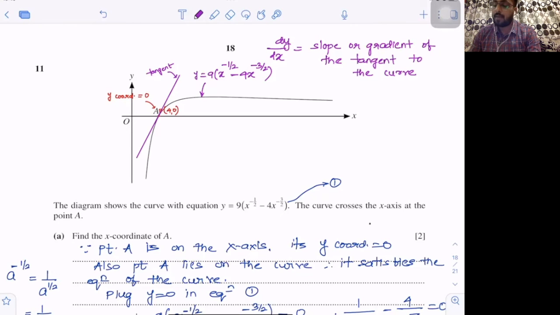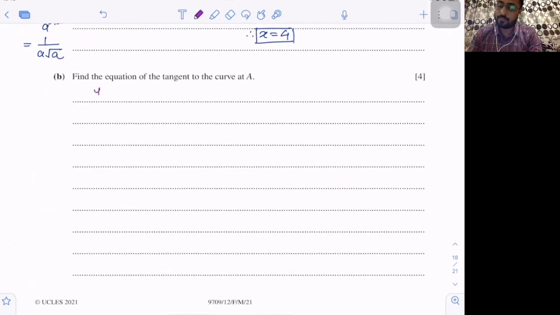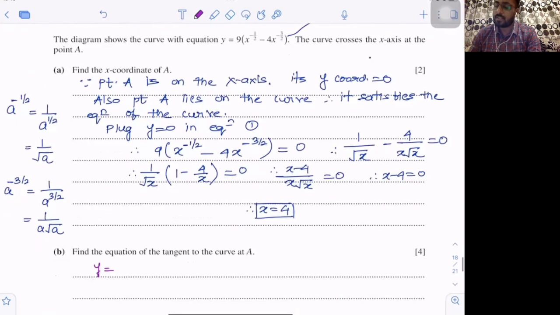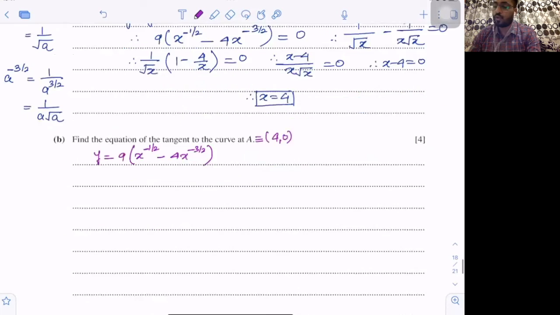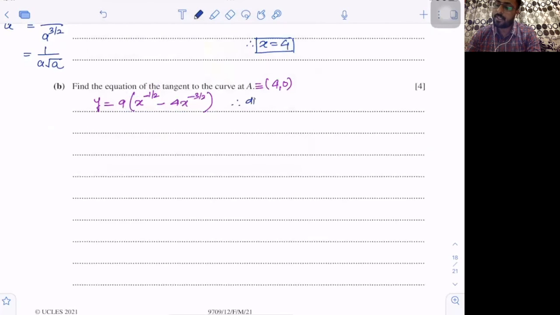So I now am interested in getting dy by dx. As I've said, what is y given to us? y is 9 times x raised to minus half minus 4 times x raised to minus 3 upon 2. And what are the coordinates of point A? A has coordinates (4, 0). So let's get dy by dx, students. Let's get dy by dx. I'll write: differentiate both sides with respect to x.